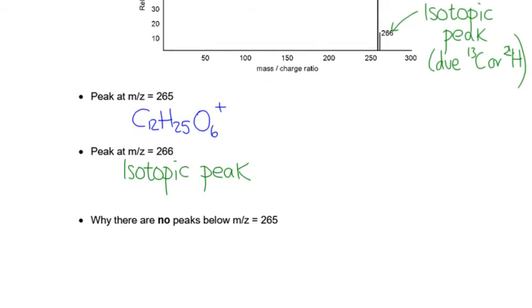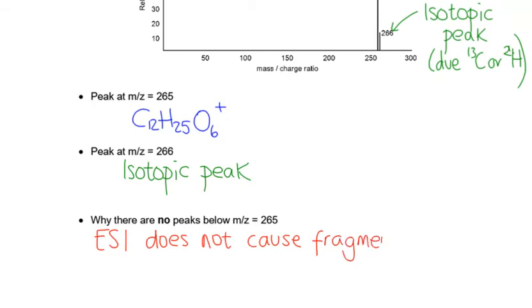Why are there no peaks below? And that is because ESI, electrospray ionisation, does not cause fragmentation. So elements don't fragment because they can't. Compounds will fragment if you use EI, electron impact, but not if you use electrospray.